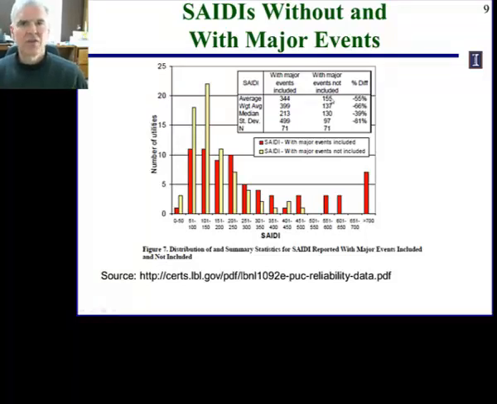So while the major events themselves are quite rare, they're actually causing, in this analysis, most of the minutes of lost electric service. So the bottom graph here plots the SAIDI for the various minutes for the number of utilities that reported SAIDIs in that range. And you can see that without the major events, we're doing much better versus with the major events included. Some utilities are reporting losses of more than 700 minutes per year.